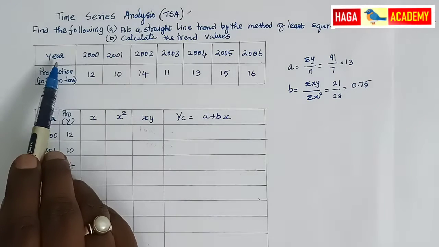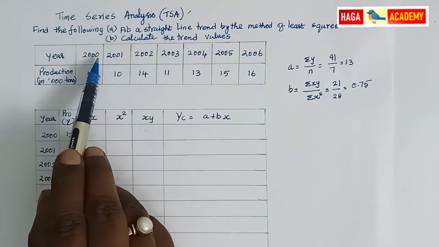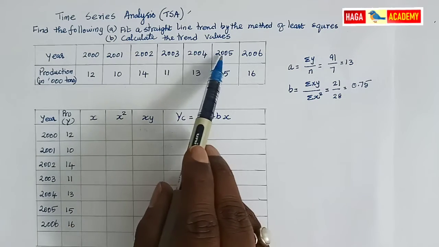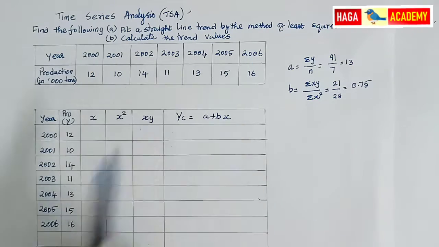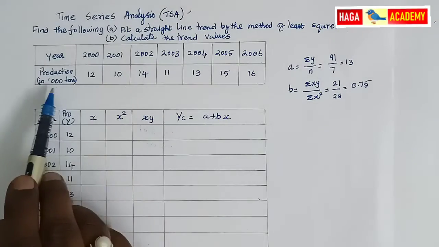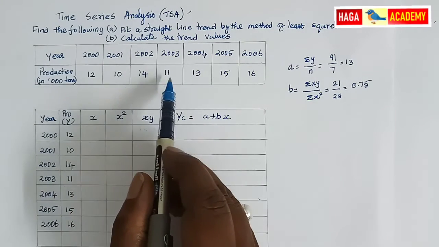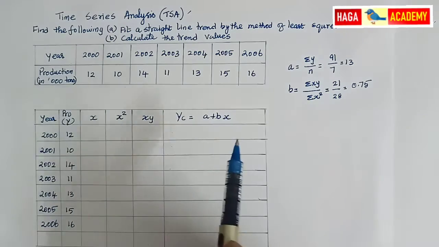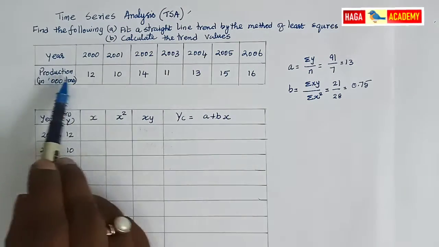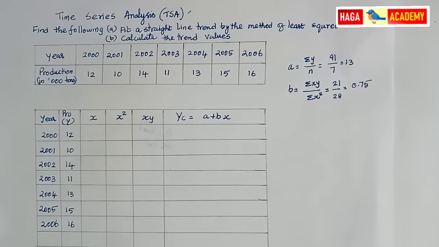In the problem, first they mention the years 2001, 2, 3, 4, 5, 6, almost 7 years of data available. Production in tons: 12, 10, 14, 11, 13, 15 and 16. This is the year-wise production detail. Now we want to identify the trend value. Based on the trend value, for example for 2007, 8, 10, 11, what are our expectations? We can calculate. So how can we approach this problem?